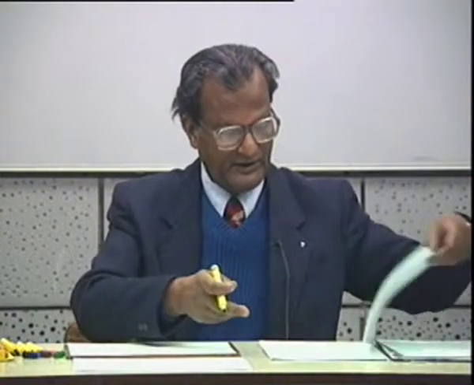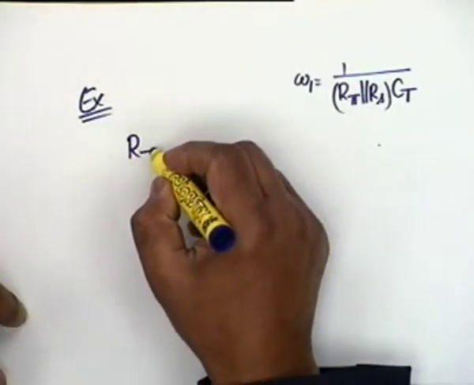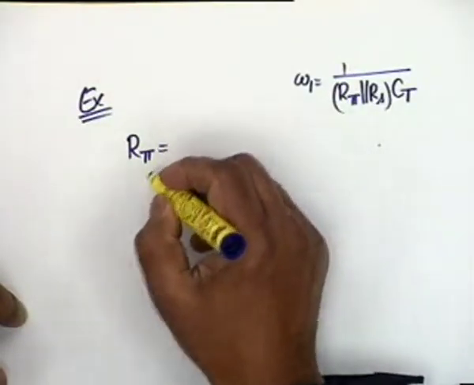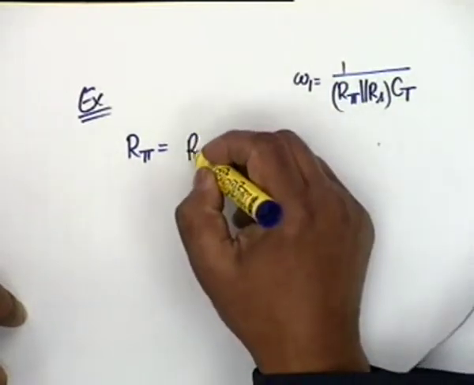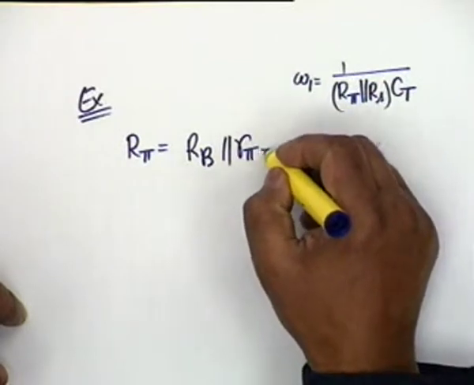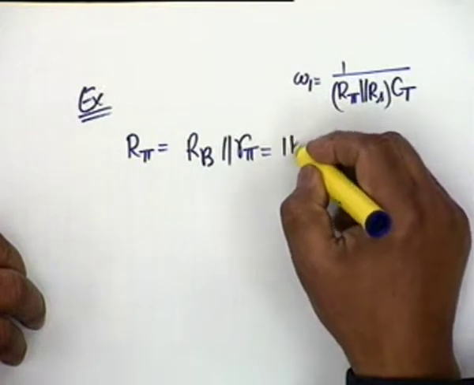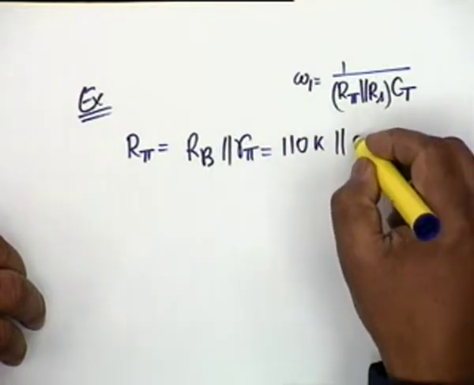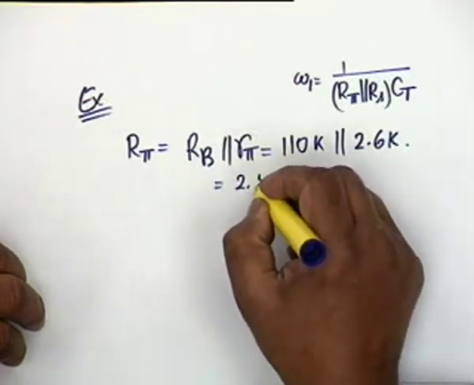For the example that we have been considering, R pi is Rb parallel R pi. What was Rb? 220K and 220K, so it is 110K. Parallel R pi was 2.6K, and this is equal to 2.54K.